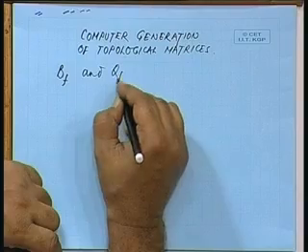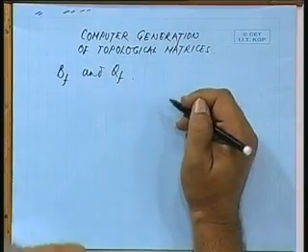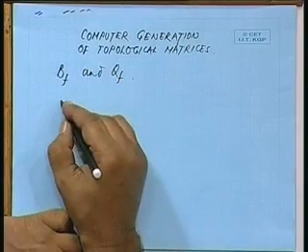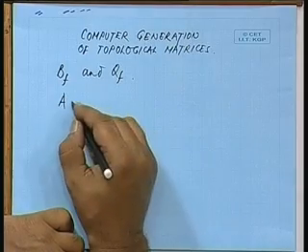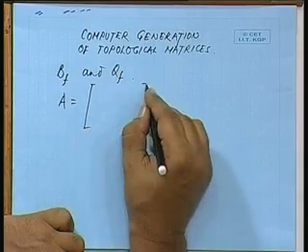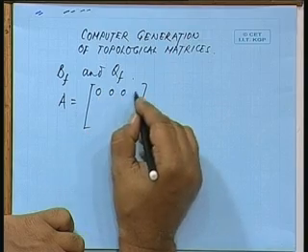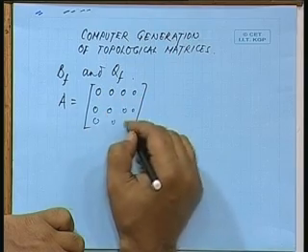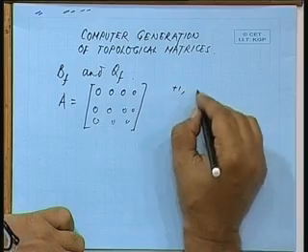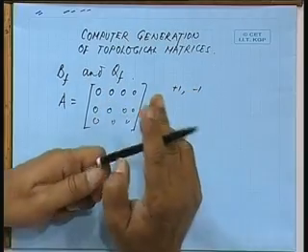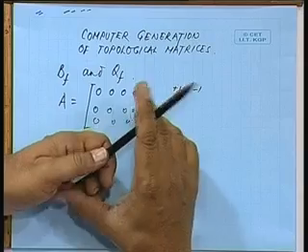Good morning, friends. Today we shall be discussing computer generation of topological matrices. Now, generation of the matrices BF and QF is quite a formidable task. We have seen how to generate A. We started off with a zero element matrix and then filled it up with plus 1 or minus 1 depending on the interconnections between various elements.